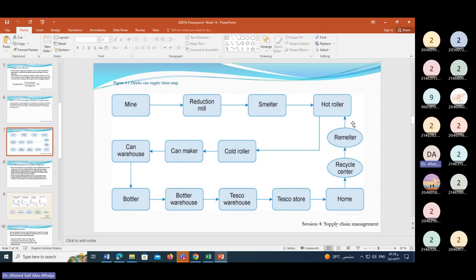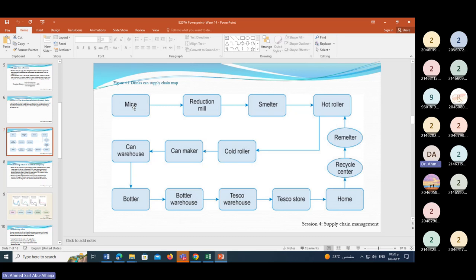Let's consider now the procedure from the beginning. This can is made of what? Aluminium, right? So this aluminium is coming from what? From the mining, right? You mine. Once I say mine, it means you extract this or that material, or the aluminium. So mining means extracting the raw materials for aluminium from the earth. That's the extraction, the mining, that you extract aluminium as an important material that you need.